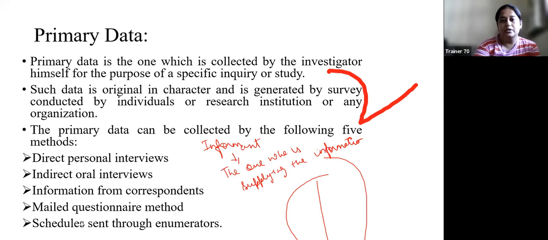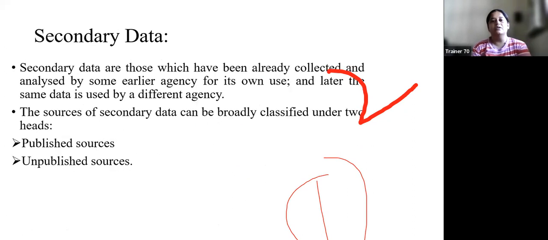Okay, so next is secondary data. Secondary data is just the opposite of primary data. As the name suggests, secondary data is data which has already been collected by some other person or some other agency for their survey and can be used by anyone. Secondary data is also known as second-hand data.